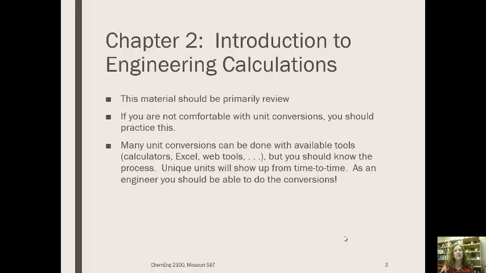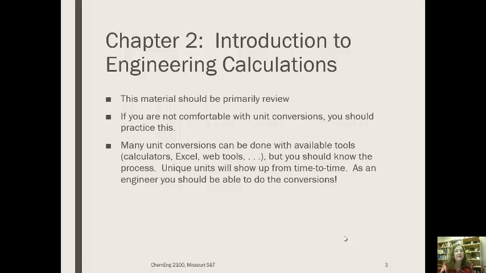So Chapter 2 is where the material really begins. Most of this should be review. If you are not comfortable with unit conversions, then you really need to practice this. But for the most part, I'm going to assume that you have some basic skills here.